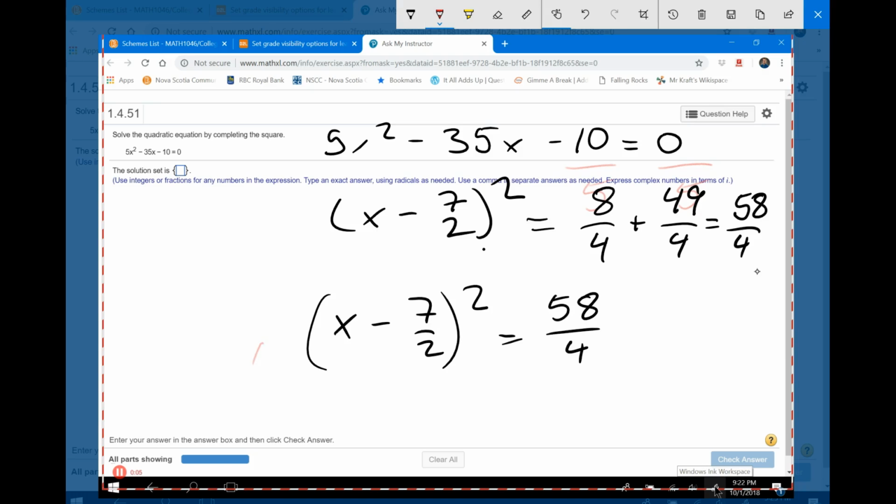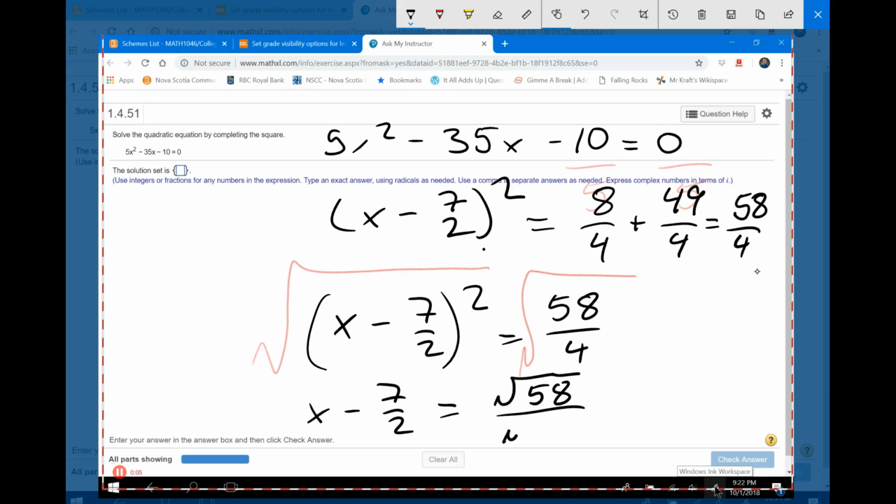And now we can take the square root of both sides. On the left, that cancels. We're left with x minus 7 over 2. And over here on the right, that's basically root 58 over the square root of 4. And that's going to break down into root 58 over 2, because the square root of 4 is 2. We can evaluate that a little bit. So we'll just do all that.